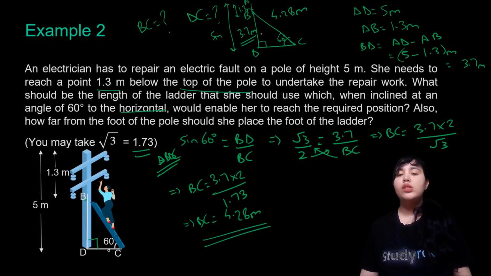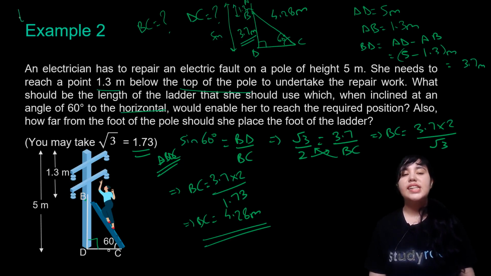Then you can make use of Pythagoras theorem to find out DC, or you can make use of another trigonometry ratio to get the value of DC. So let's make use of a ratio which links the side opposite and the side adjacent with respect to this angle 60 degree. So let's consider tan 60 degree in this triangle BDC only.